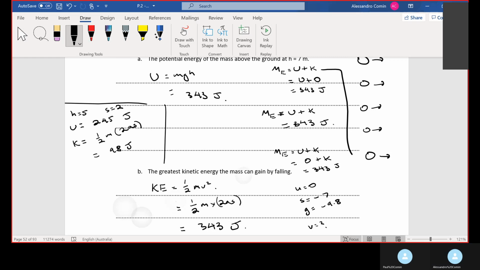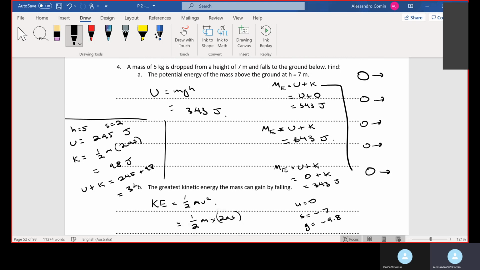U plus K is equal to 245 plus 98, which is equal to 343 joules, which is pretty cool in my opinion. It's just stating that at every point, the kinetic and potential energy add to 343 joules, no matter what.